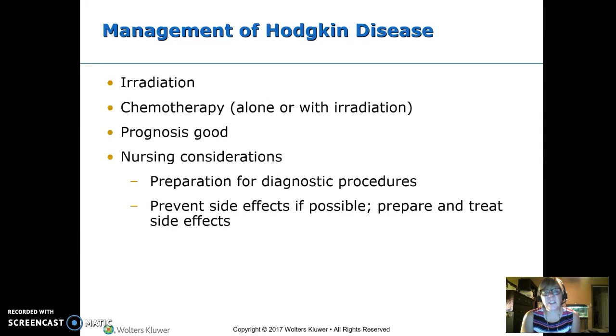This is often treated with radiation to irradiate the nodes, and chemotherapy can be used together or alone. Really good prognosis, but we do want to prepare people for painful procedures and then help them with the side effects. Radiation is just as miserable as chemotherapy.